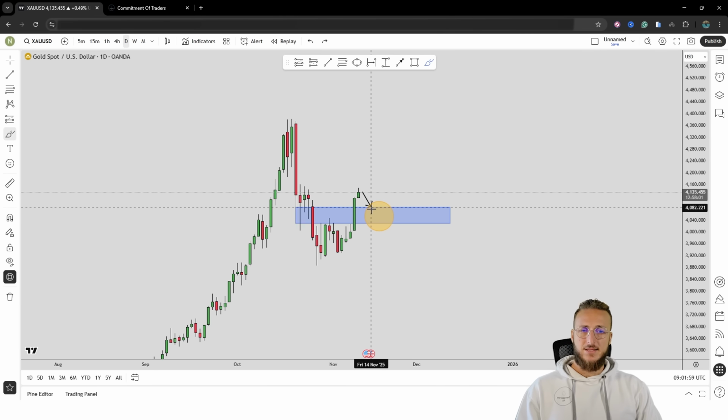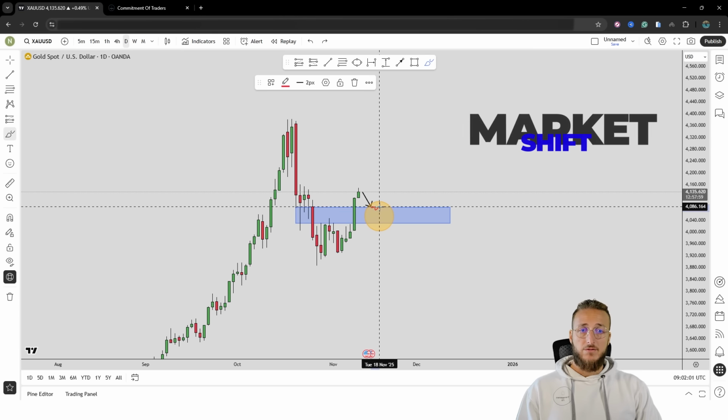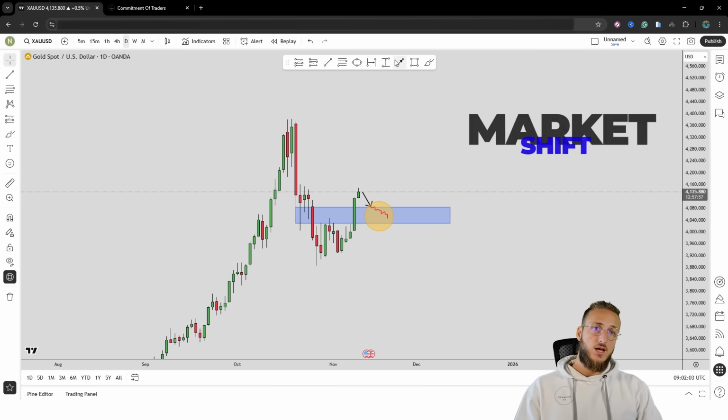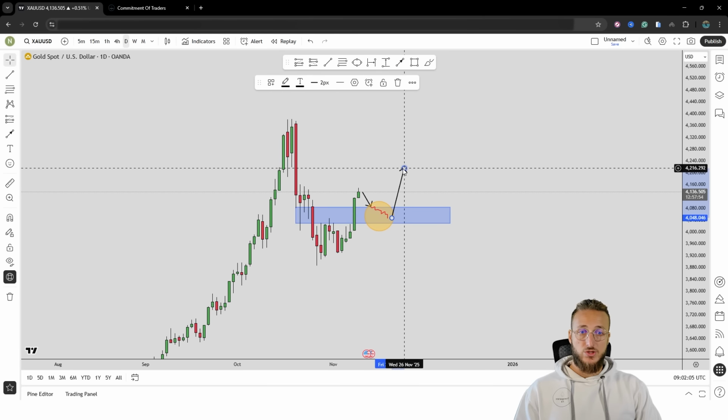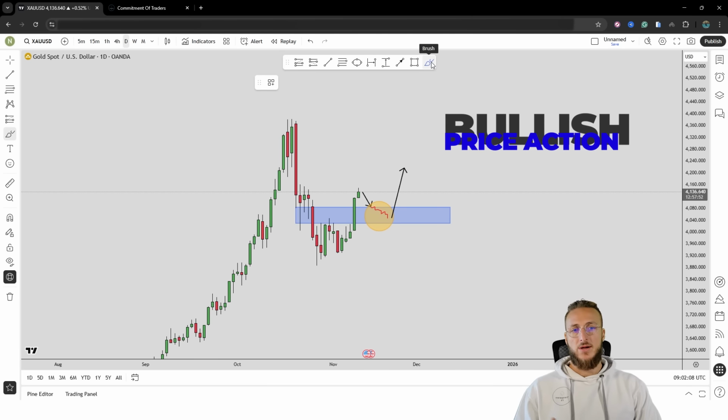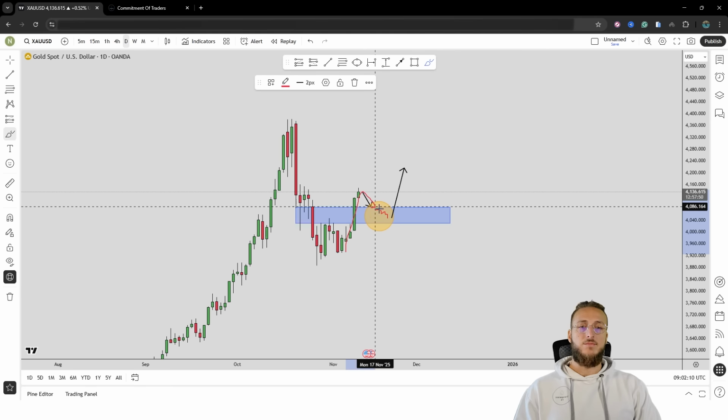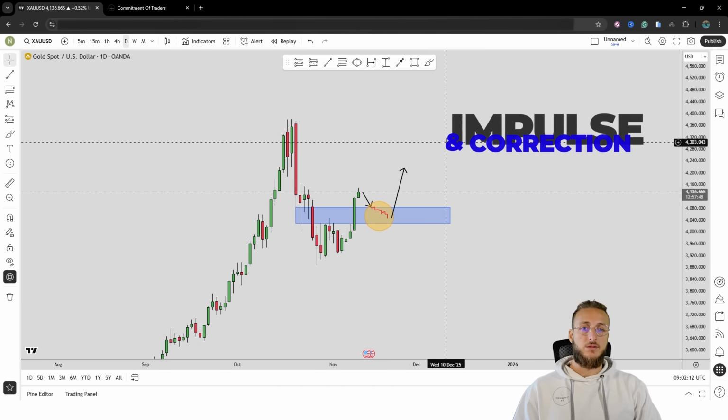Therefore, what I would expect is that if this market would shift from an intraday bearish to bullish market, I wouldn't be surprised to see a potential rejection higher away from this area, for the market to complete this daily impulse correction and impulse pattern to the upside. That definitely wouldn't surprise me.